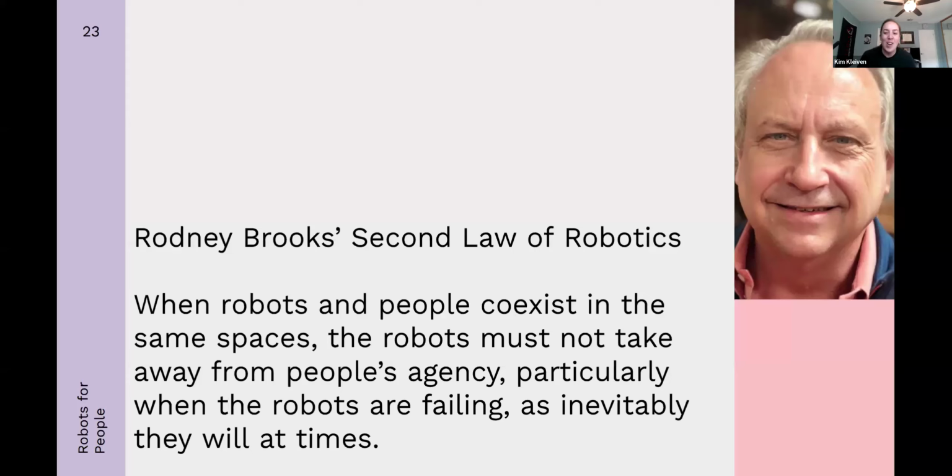So Rod has a second law of robotics, which is that when robots and people coexist in the same spaces, the robots must not take away from the people's agency, particularly when the robots are failing, as inevitably they will at times. What this is saying is that basically the person always has to be in charge. You have to make sure that your robots are empowering people and not taking away from them. And every single robotic system, no matter how well you design it, will fail at some point. So you also want to think through your failure cases and see how annoying it is when this robot fails.